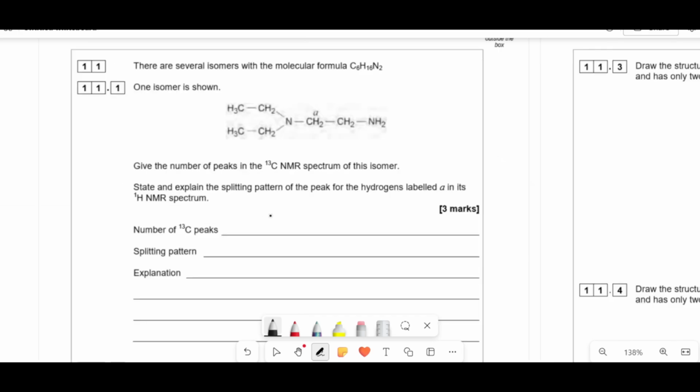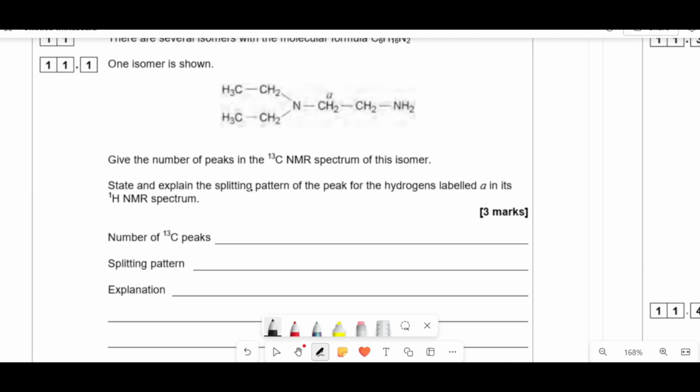There's several isomers with the formula C6H16N2. One isomer is shown. Give the number of peaks of the carbon-13 NMR spectrum, and explain the splitting pattern with the peak for the hydrogens labeled in this. So the number of peaks in the carbon-13 spectrum is going to be the number of carbon environments. So start and just work your way up. So there's 1 here. This one's different to the other one, so there's 2. There's 3, but that's going to be the same as this one, so that's also 3, and then 4, and then 4 there. So we have 4 peaks.